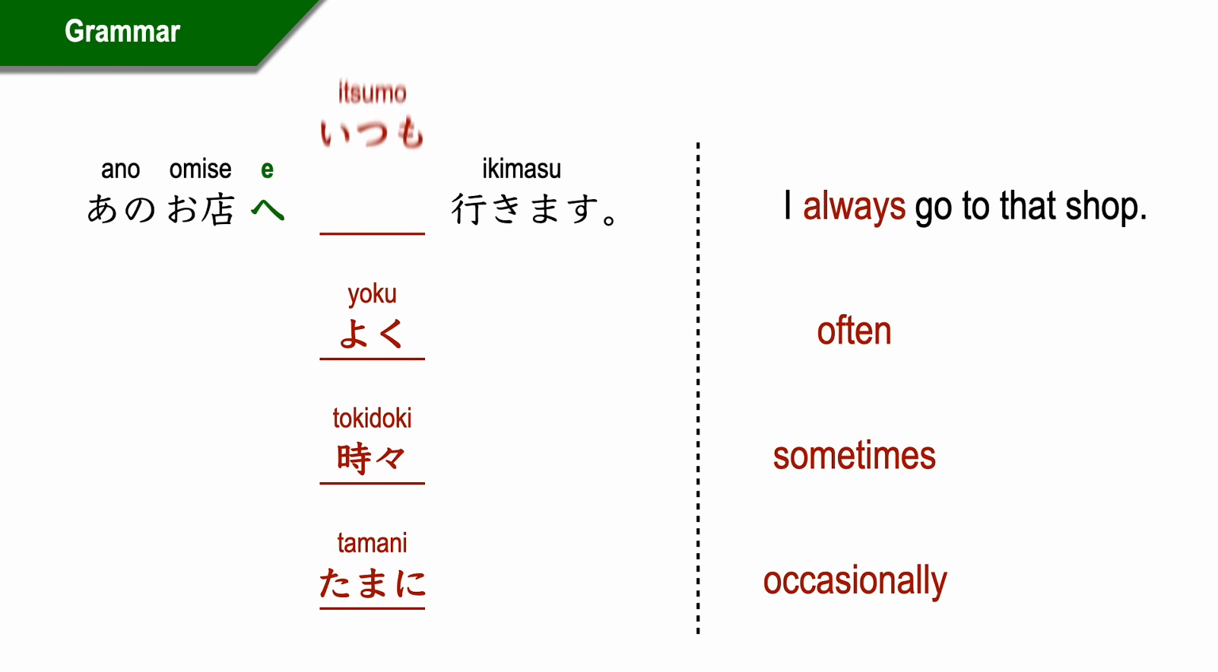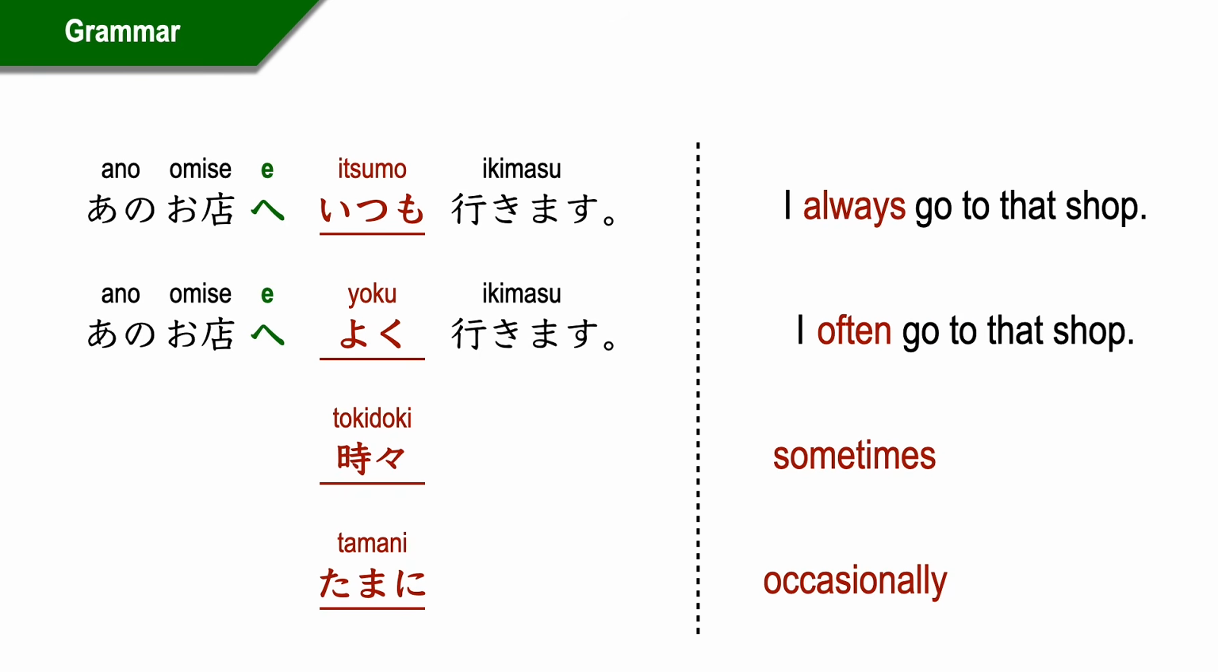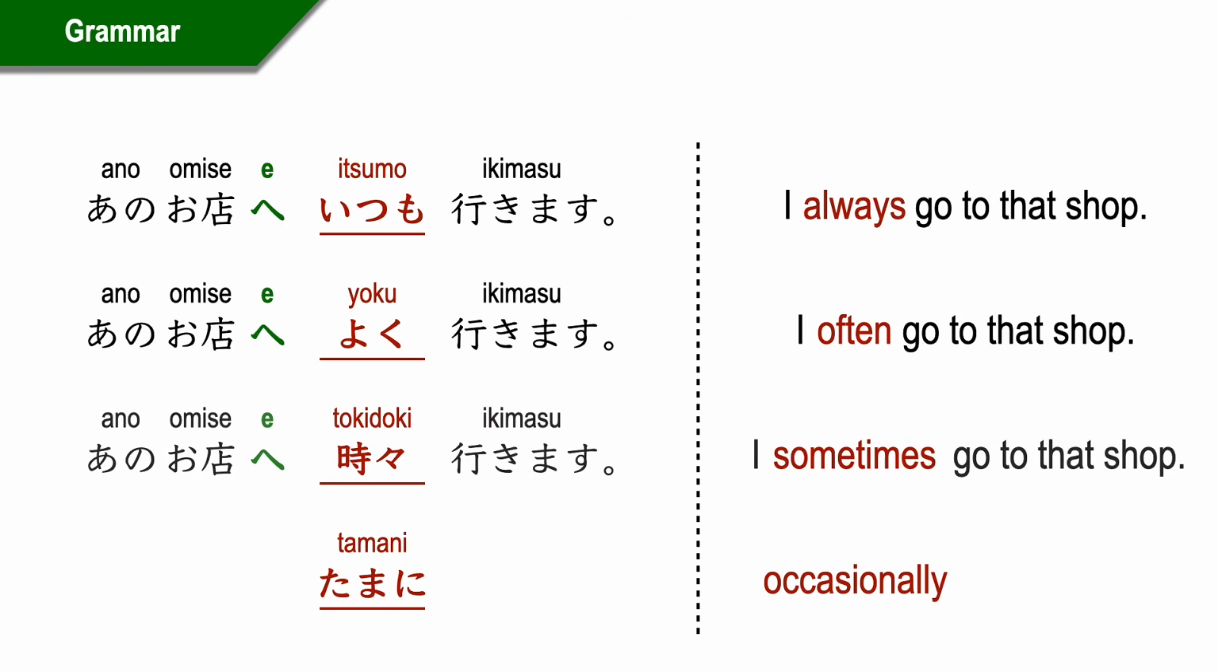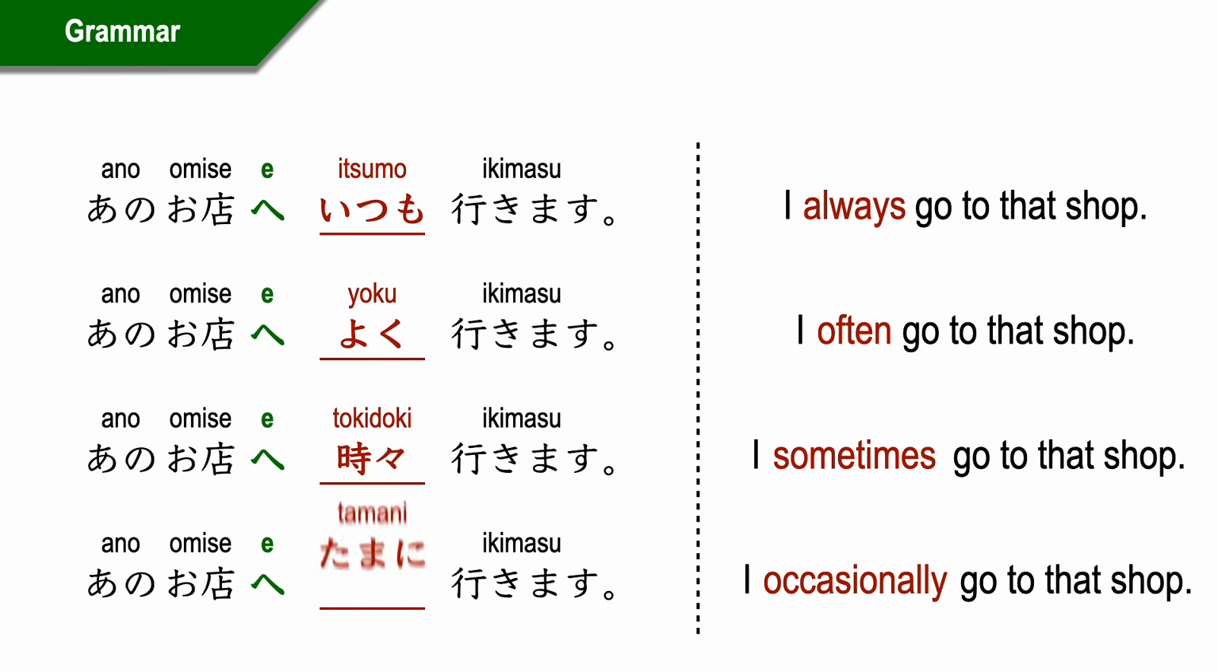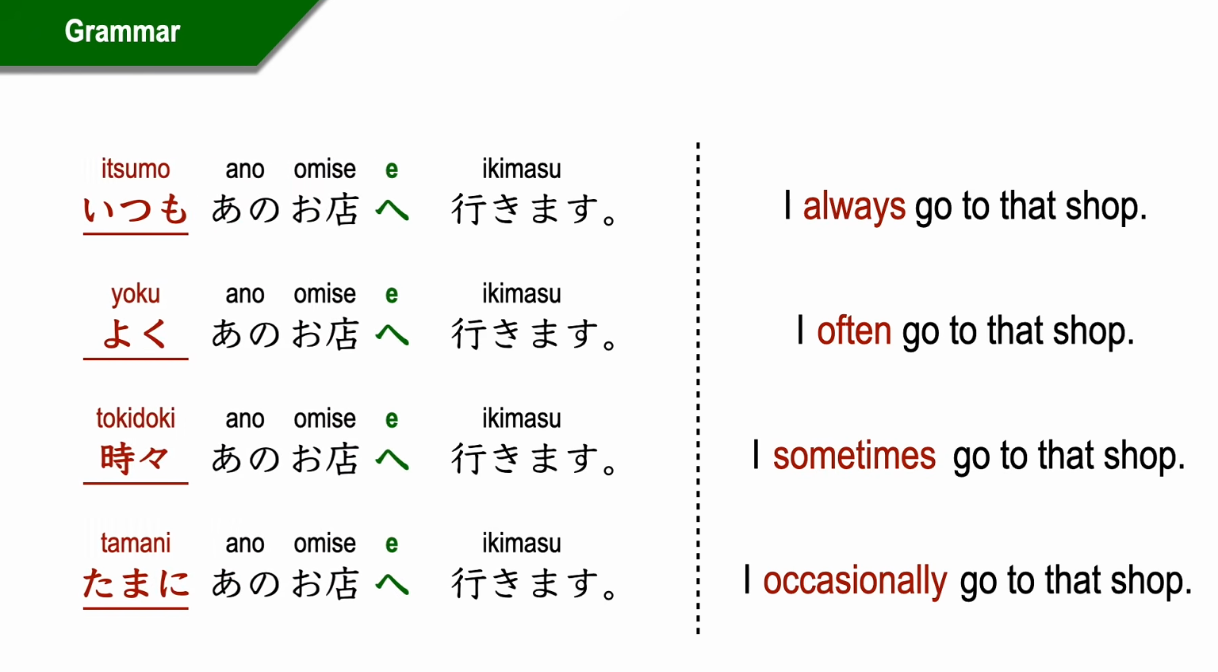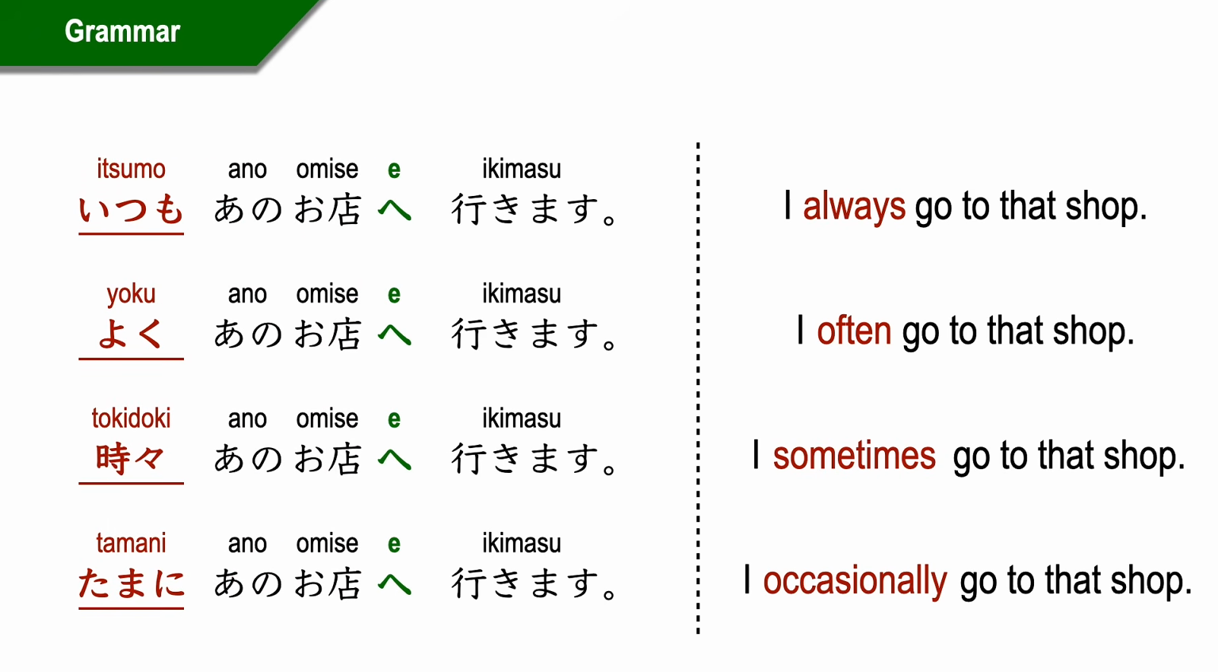あの店へいつも行きます。I always go to that shop. あの店へよく行きます。I often go to that shop. あのお店へ時々行きます。I sometimes go to that shop. あのお店へたまに行きます。I occasionally go to that shop. Please note that because they are adverbs, they are not used with the particle. And also, it's totally okay to swap positions like this, as long as the verb comes at the end.